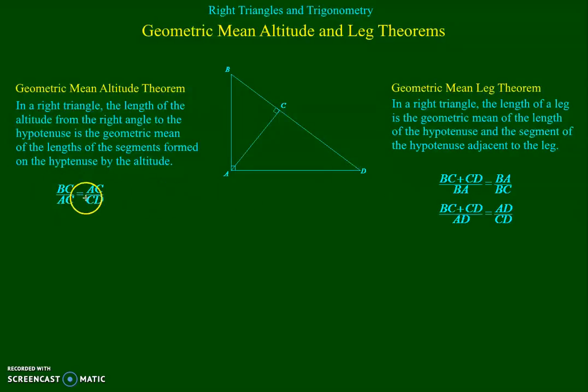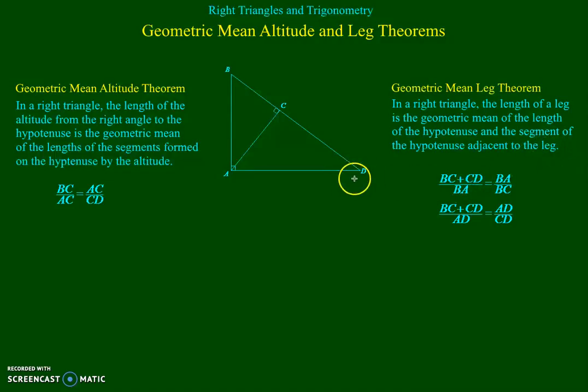And here you see BC and CD. The second theorem is the geometric mean leg theorem. And it relates the legs of the right triangle to segments on the hypotenuse. And it says, in a right triangle, the length of a leg is the geometric mean of the length of the hypotenuse and the segment on the hypotenuse adjacent to the leg.